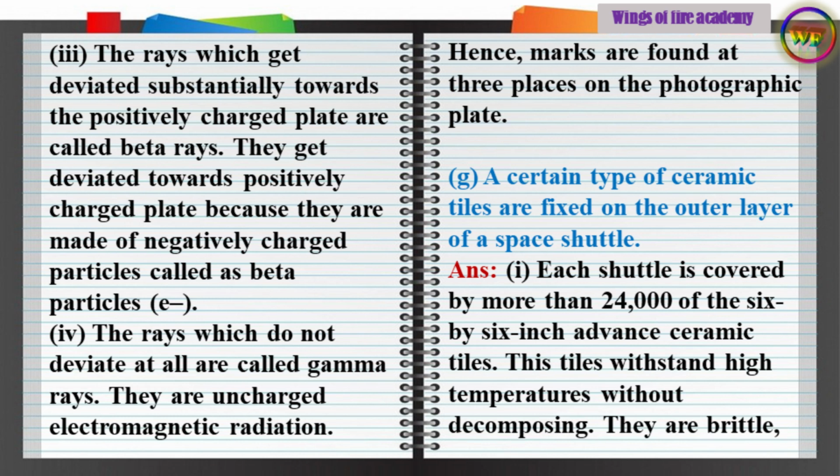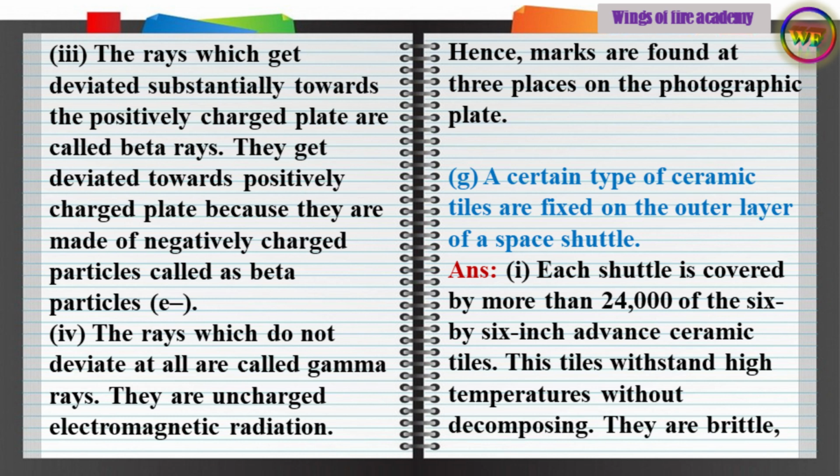3. The rays which get deviated substantially towards the positively charged plate are called beta rays. They get deviated towards positively charged plate because they are made of negatively charged particles called as beta particles, electrons. 4. The rays which do not deviate at all are called gamma rays. They are uncharged electromagnetic radiation. Hence, marks are found at 3 places on the photographic plate.